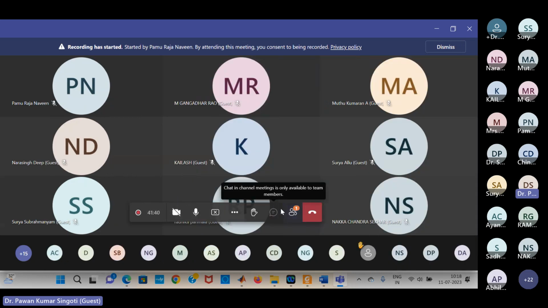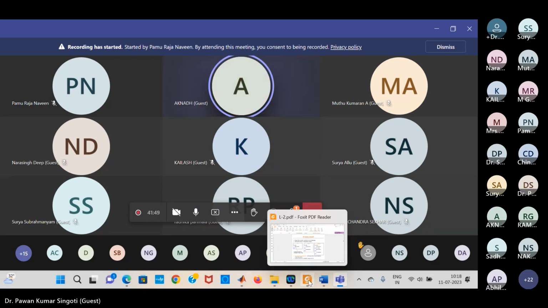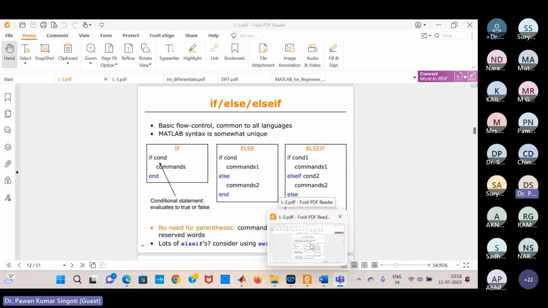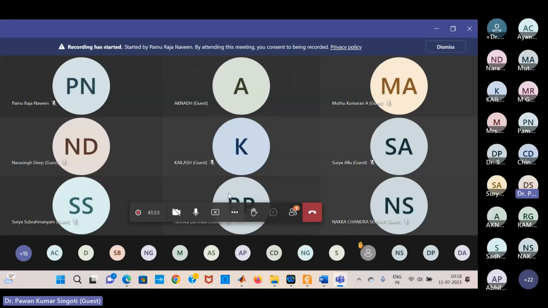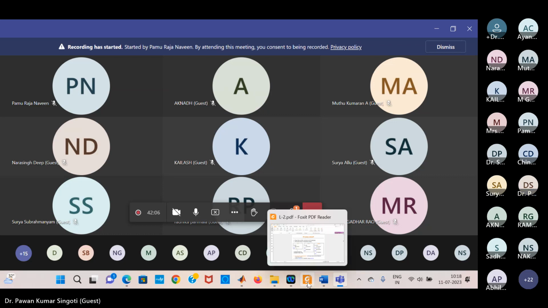Hello, am I audible? Yes, sir, you're audible. I don't know, but someone muted all the participants. I asked our admin also, Naveen sir, he is telling me he has not muted anyone. So please don't disturb if anyone is doing that. I request you to be patient in this session.